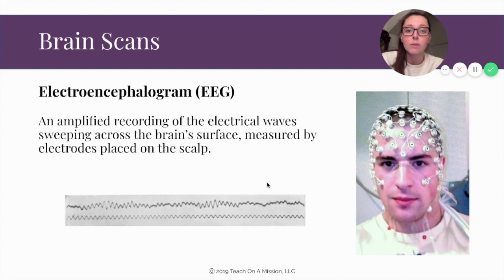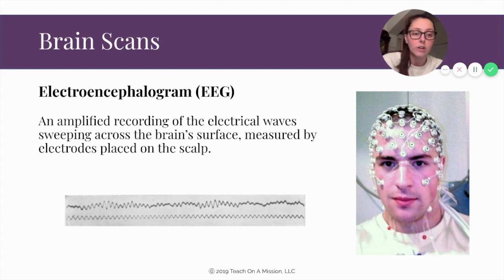So let's look at the different types of brain scans. There's a lot of different ways that we can look at the brain and look at the brain activity. The first one that we're going to talk about is an EEG, and this is going to study the electrical waves that are happening across the brain surface. So you might hear the term brain waves. That's what we're talking about here.